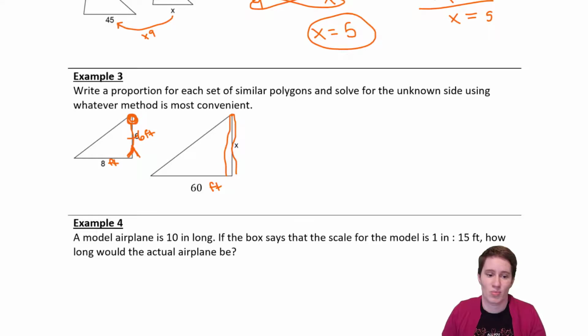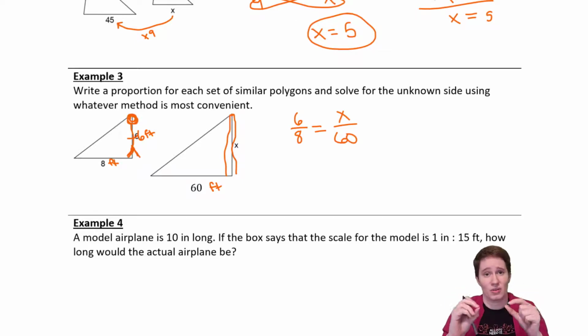We can set up a proportion. We can say, 6 and 8 have to go together because they're part of the same triangle, and X and 60 have to go together. Make sure that you put the shadows both on the bottom or both on the top. They have to be on the same level. So since 8 and 60 are both the shadows, I put them on bottom. And then we can cross multiply or try to figure it out however we want to.